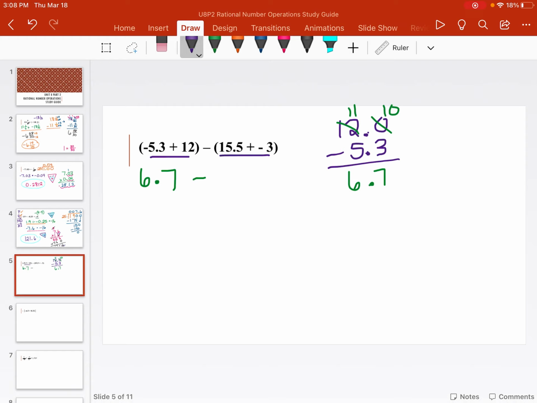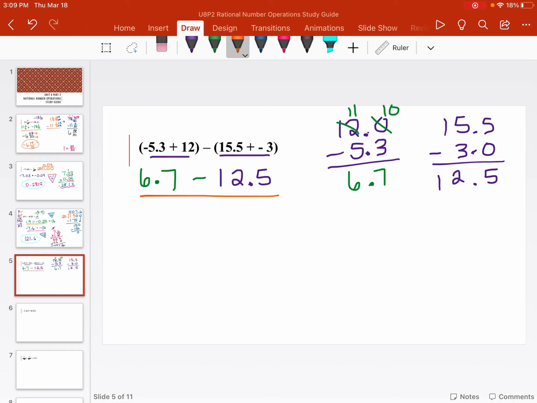Minus, I'm going to go ahead and do this step next. Again, different sign, subtract. So 15.5 minus 3.0. 5 minus 0, 5 minus 3, and 1. So I get 12.5. Again, it is a positive 12.5 because the 15 was larger.